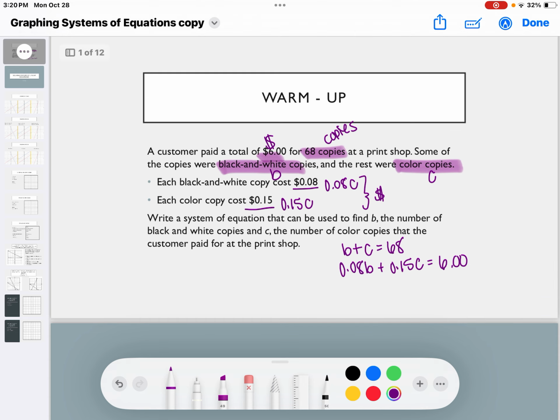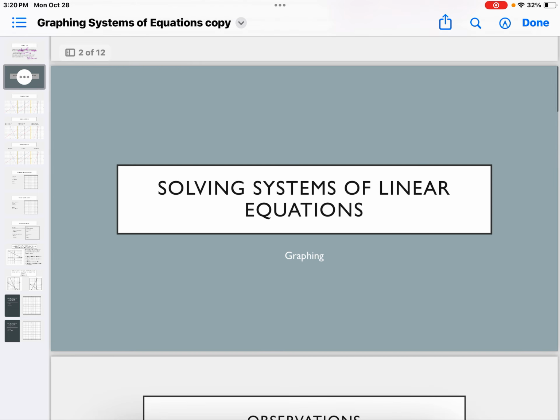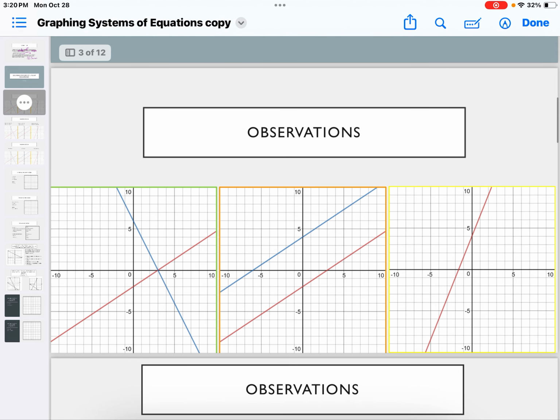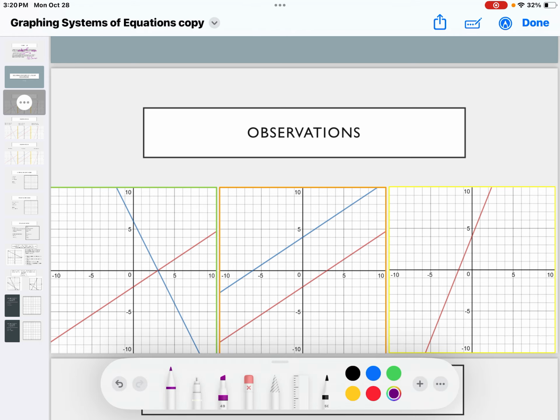All right, so now let's see what today's lesson is. We're solving systems of equations by graphing. All right, so let's make some observations. How many solutions would you say each of these graphs have? Okay, so if you said one solution, right, for this first one, you were correct, right? It has one solution here at 3, 0. That would be their one solution because they cross one time.